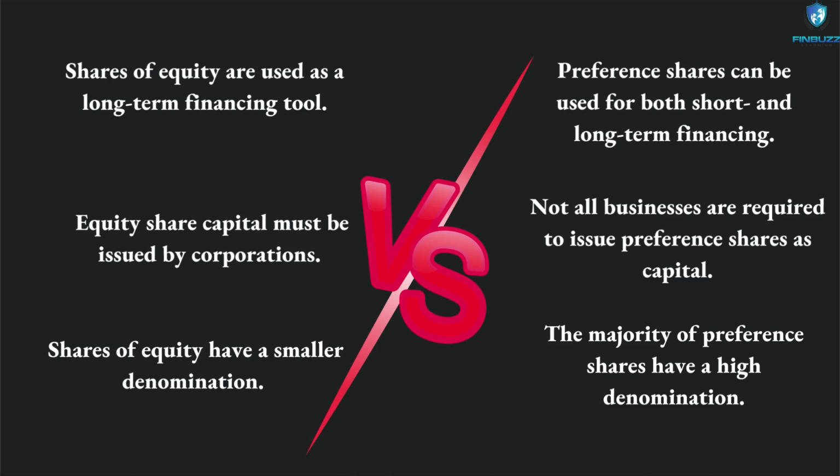So the next difference is financing term. Equity shares serve as a means of long-term financing, whereas preference shares serve as a means of both mid-term and long-term financing. The next difference is a mandate to issue. Companies must issue equity share capital, but not all companies need to issue preference share capital. Coming to the next difference, investment denomination. Equity shares have a lower denomination, whereas most preference shares come with a high denomination.